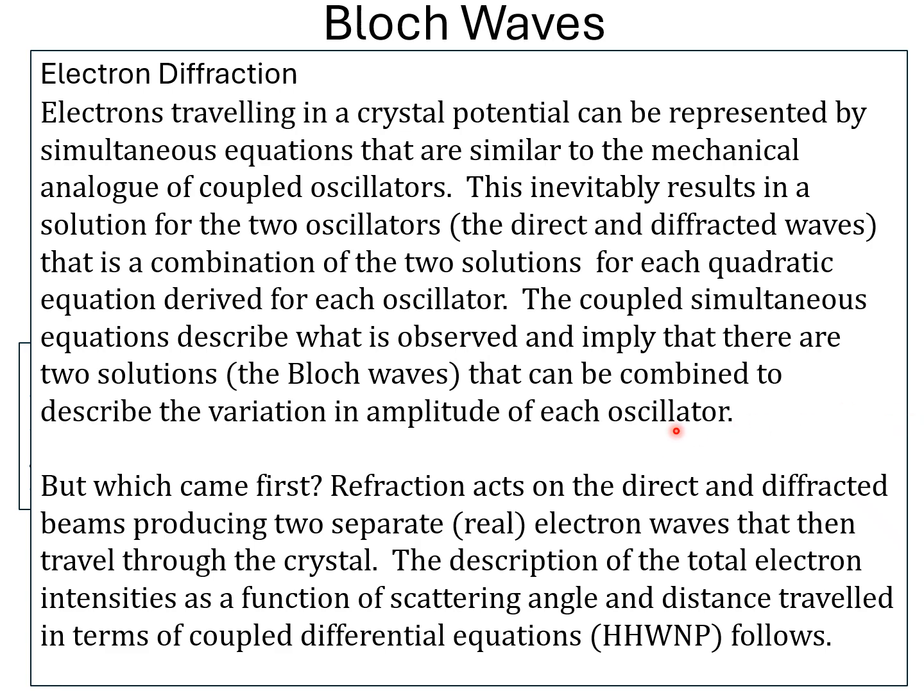But which came first? If one looks at the equations that are formulated, we end up with two Bloch waves being the result. But which came first? Refraction acts on the direct and diffracted beams, producing two separate real electron waves that then travel through the crystal. The description of the total electron intensity as a function of scattering angle and distance traveled in terms of coupled equations follows. So going at it from the reverse direction, you'd get the same answer. My math isn't good enough, my brain hurts too much to try and do that.